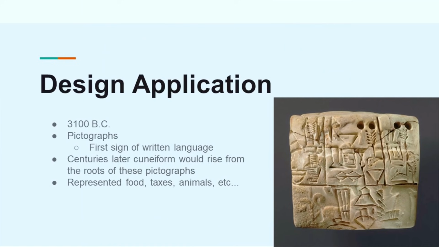These are the original pictographs, 3100 BC. This is the first sign of a written language. Centuries later, cuneiform would rise from the roots of these pictographs, and we'd find representations of food, taxes, animals. So we're starting to get a picture of the communication, the signs, the symbols, the tools. We're starting to form together communication and language, from the cave paintings to 3100 BC in Mesopotamia, the pictographs. Things are starting to become clearer. We're starting to be able to communicate ourselves visually as a human species.